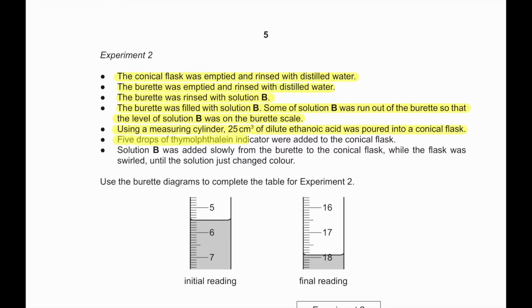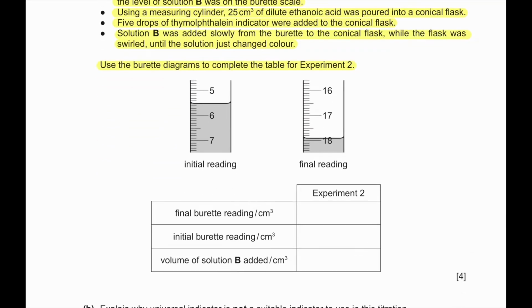5 drops of thymolphthalein indicator were added to the conical flask. Solution B was added slowly from the burette to the conical flask while the flask was swirled until the solution just changed color. Use the burette diagram to complete the table for experiment 2. We can see the initial reading is 5.5 and the final reading is 17.9.